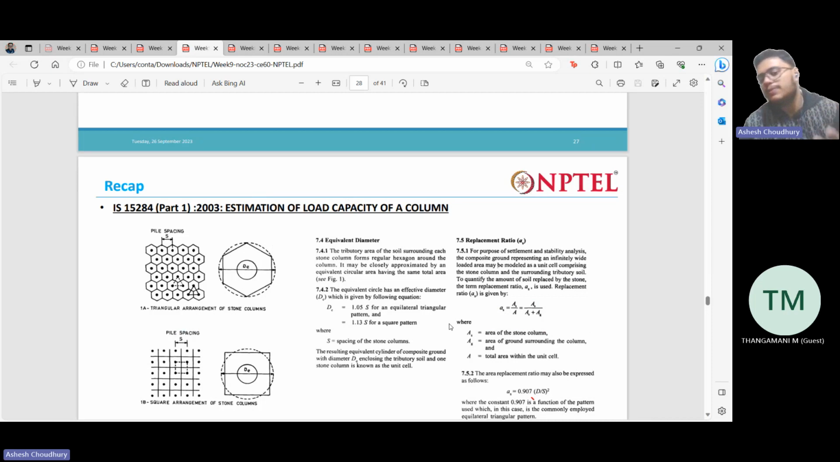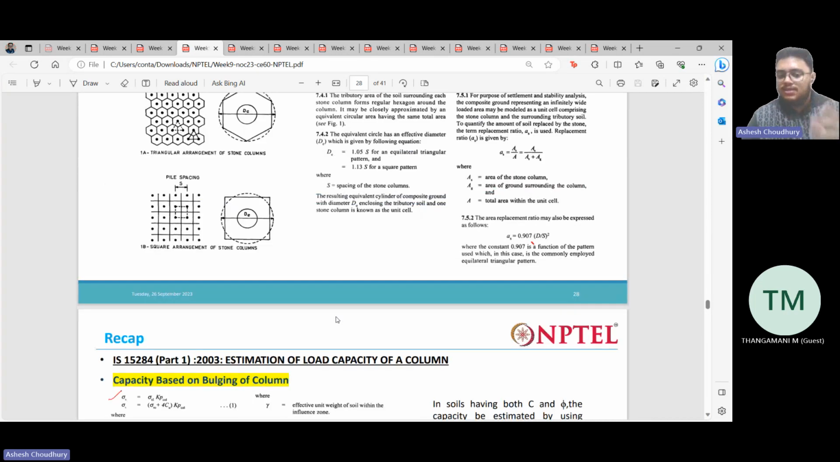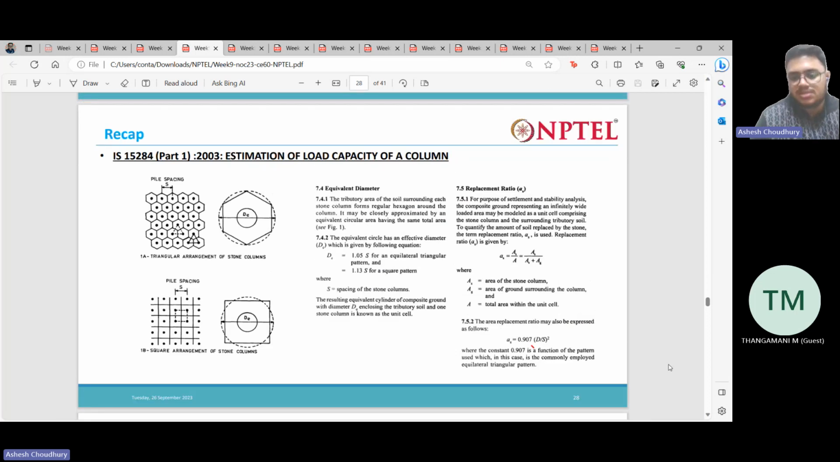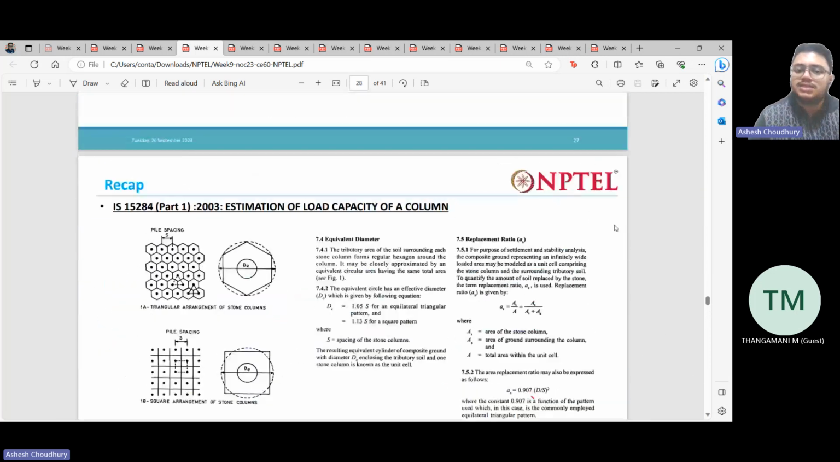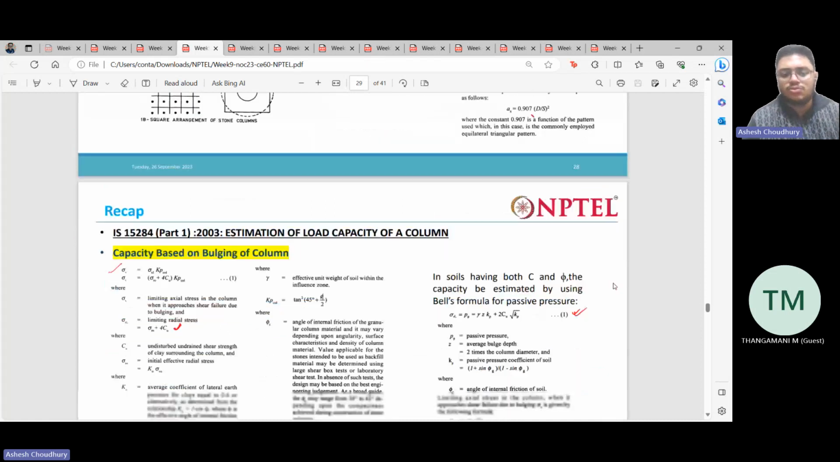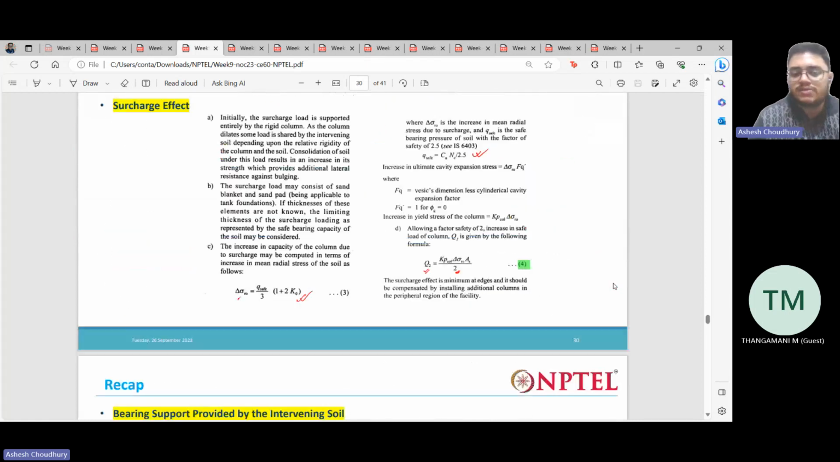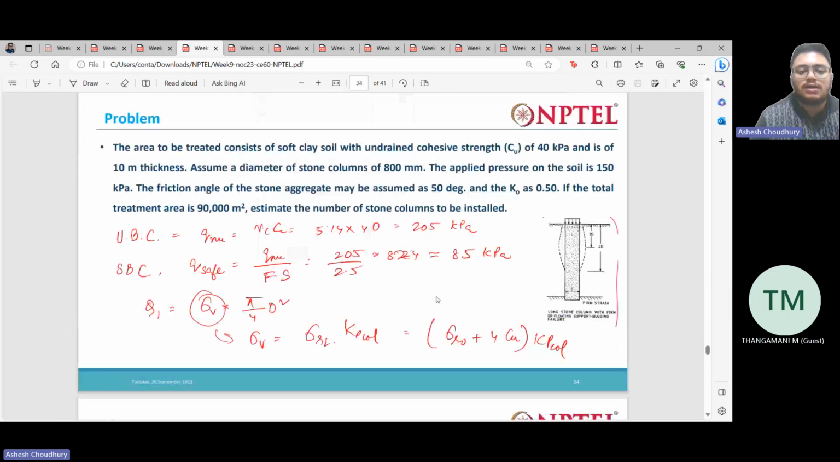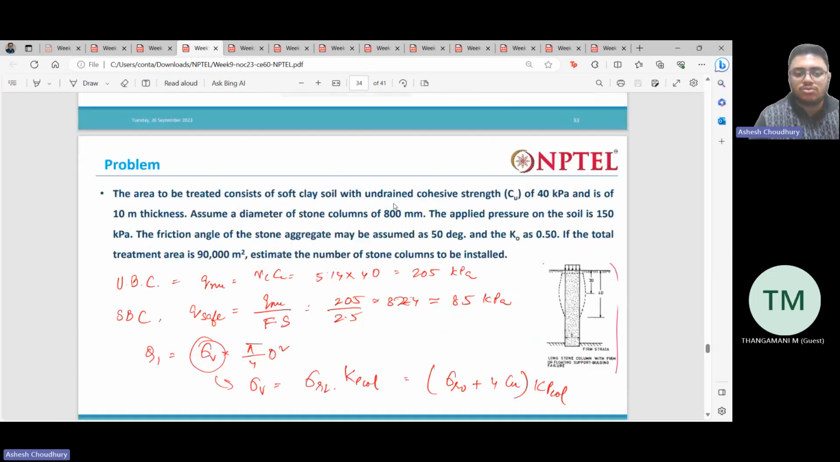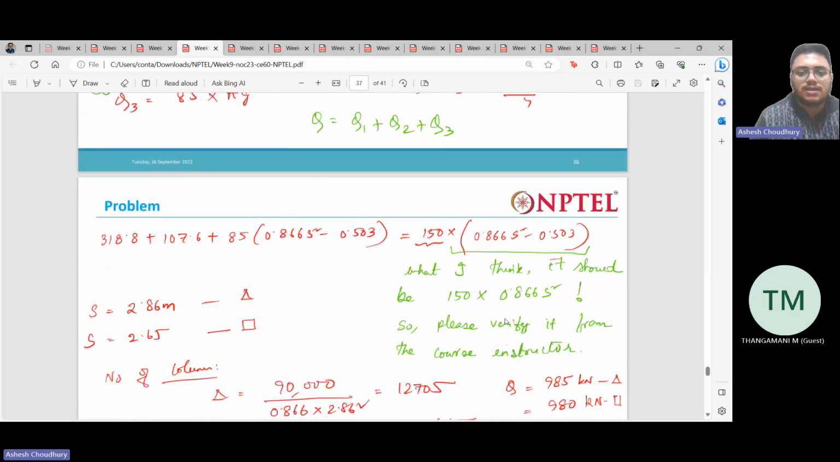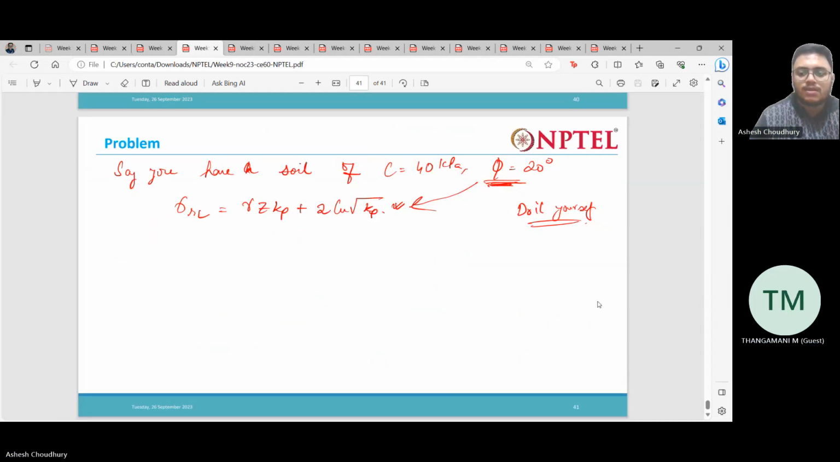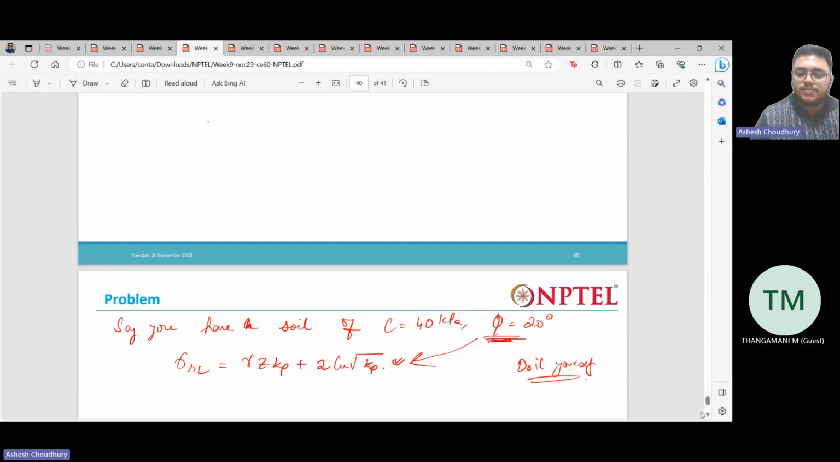How to estimate the load carrying capacity of a stone column is given by IS 15284. This we discussed in detail and we also solved some problems regarding it. Step by step, everything is given in the IS code. It's very easy if you go through it. Directly everything is given, the steps we need to follow to find out the load carrying capacity of a stone column. We solved some problems regarding that also.